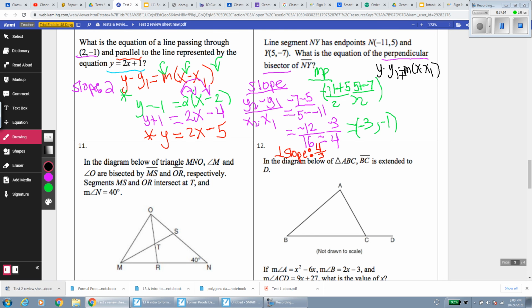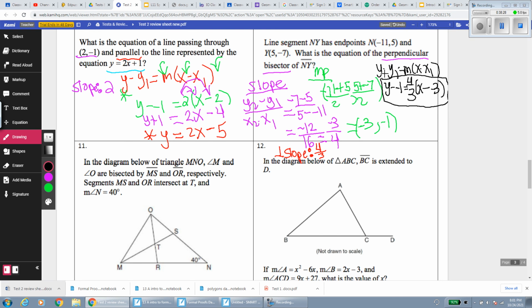Remember, we're going to plug in our x and y coordinates for x1 and y1, and we're going to plug in the slope that we're using for m. So that's y minus the y coordinate of our midpoint, which is -1, equals the perpendicular slope, which is 4 over 3, parentheses x minus the x coordinate of the point that we're using, which is -3. I'm going to box this answer because I'm out of space.